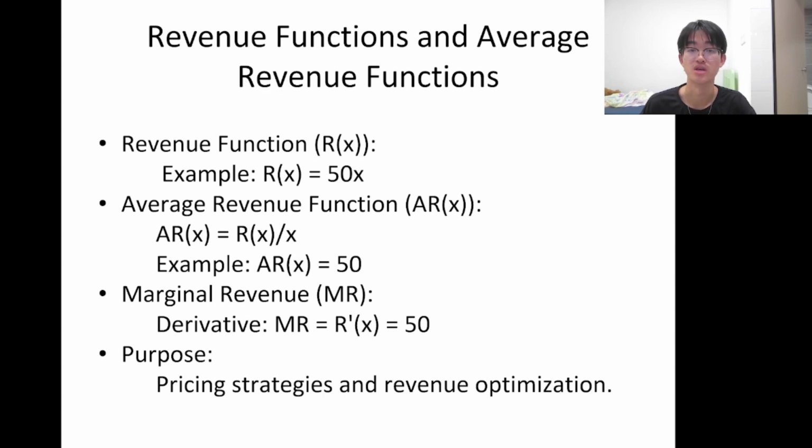The derivative of the revenue function gives us the marginal revenue, MR, which is the derivative of R(x), equal to 15. Marginal revenue helps businesses understand the additional revenue generated from selling one more unit. This information is crucial for pricing strategies and determining the optimal number of units to sell and maximize revenue.